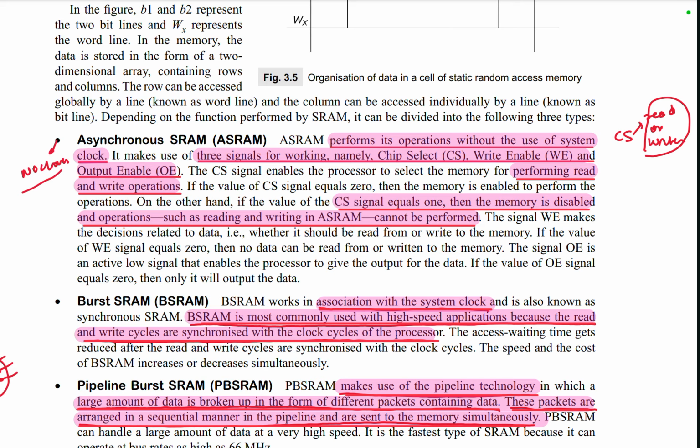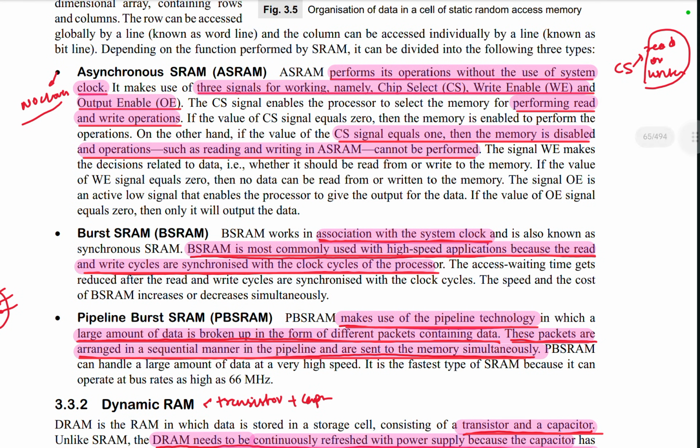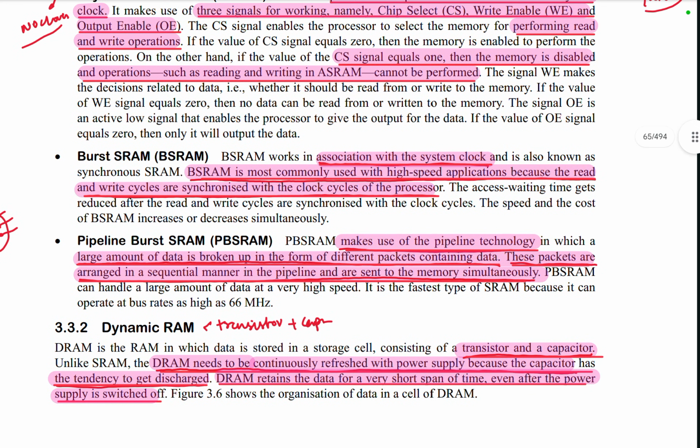If the CS chip selection signal equals 1, then memory is disabled and operations such as reading and writing in an SRAM cannot be performed. Burst SRAM is associated with the system clock. Burst RAM is most commonly used with high speed applications because the read and write cycles are synchronized with the clock cycle of the processor.